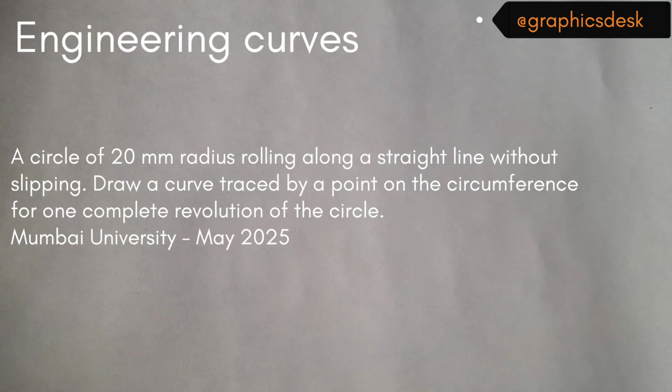In this video, we'll talk about a problem related to engineering curves. The problem statement is: a circle of 20 mm radius rolls along a straight line without slipping. Draw a curve traced by a point on the circumference for one complete revolution of the circle.